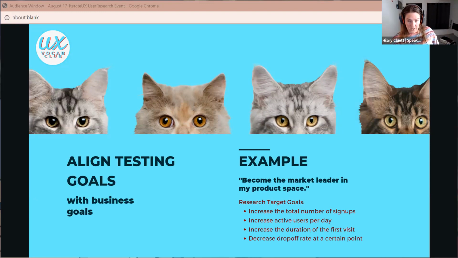So, for example, this is an interactive portion. For these research target goals that are listed in front of us, what might be an appropriate research method? Just pick one of them and then think of a method. You can write it in the chat. You can unmute yourself. Putting you all on the spot. It's okay. Nothing's wrong. It's research.